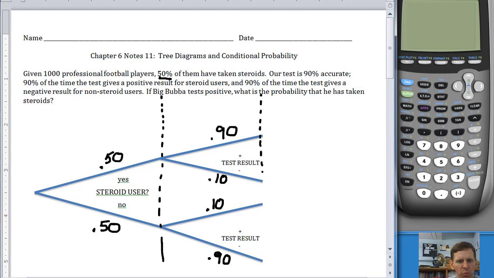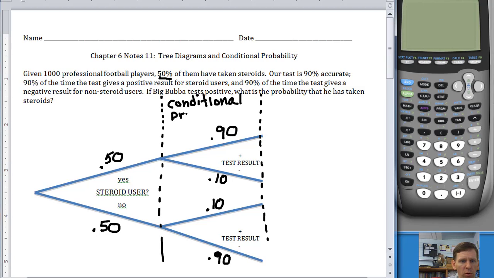So if we look at this region right here, kind of in the middle, these values are conditional probabilities. If you are a user and you get a positive test result. So if you're following this top branch, what's given is you're a steroid user. If it follows this bottom branch, you're not. So these values here you could think about as being conditional probabilities.